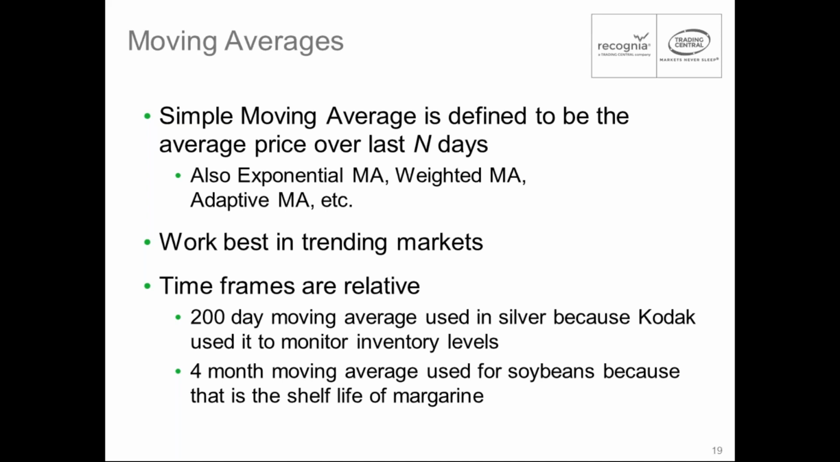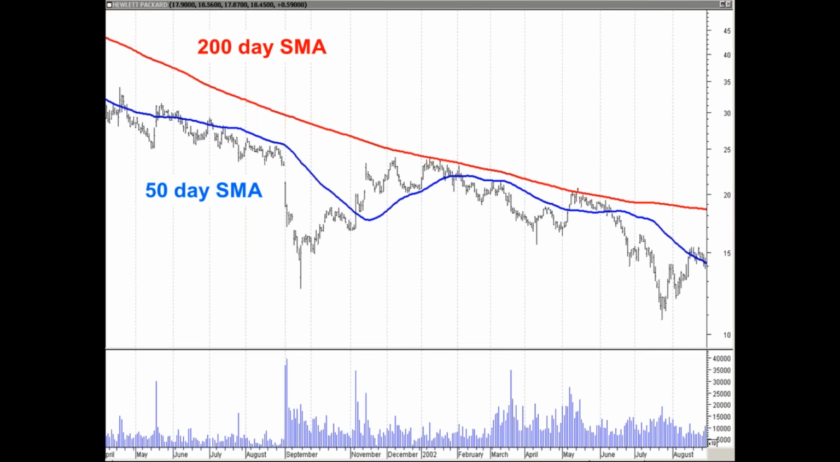So, for example, we use the 200-day moving average in a lot of different kinds of technical analysis, especially commodities trading. That originally came from the silver market because Kodak used to be the world's biggest buyer of silver, and they used to keep a 200-day supply of silver on hand. We use a 4-month moving average for the soybean market because that's the shelf life of margarine. So these are just historical and they come from past practices.